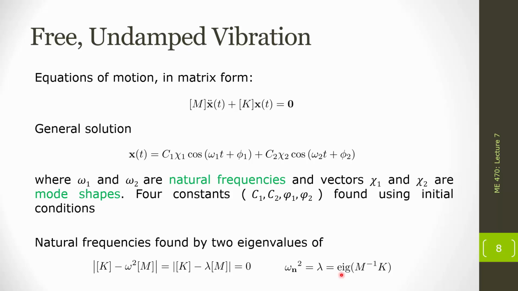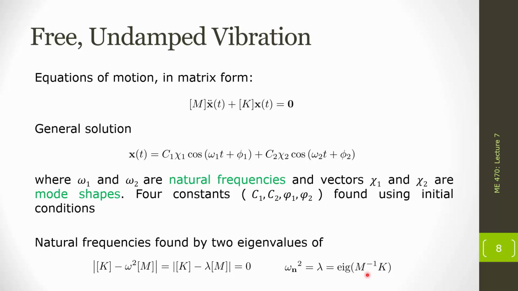So if we take the eigenvalues of this m inverse k, that is going to give us lambda. Now in 1 degree of freedom systems, there's a single eigenvalue. It just would come out to k over m, and that is our natural frequency squared. Well, that's exactly what we saw in 1 degree of freedom. However, now in 2 degrees of freedom, we're going to have as many eigenvalues as the dimension or the size of this matrix m inverse k.